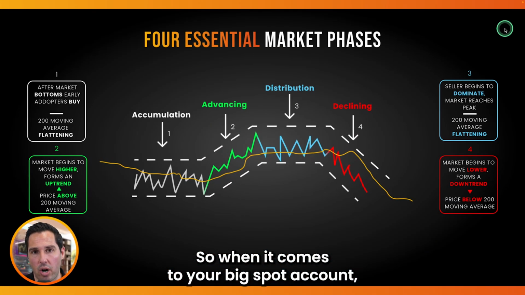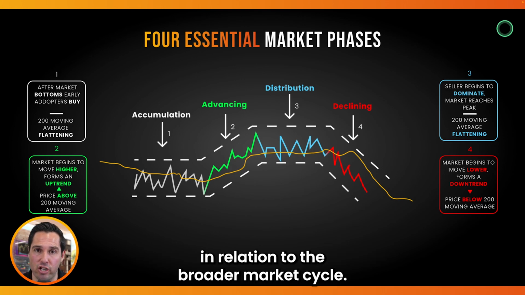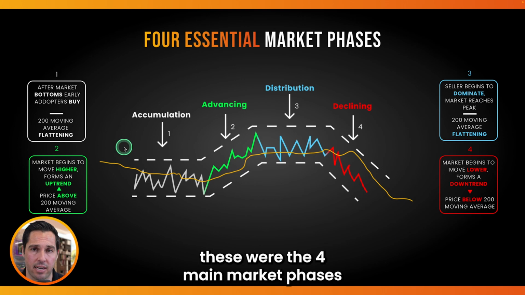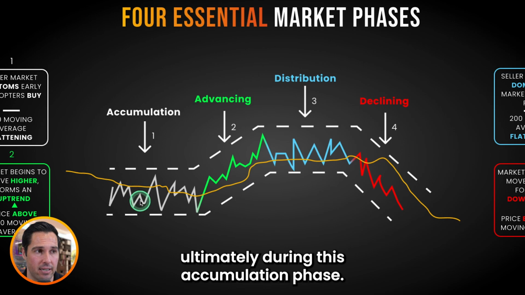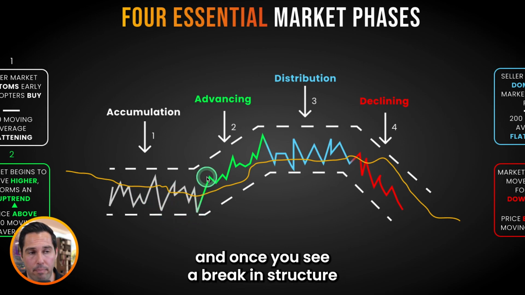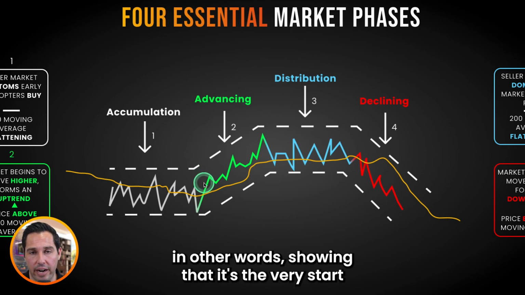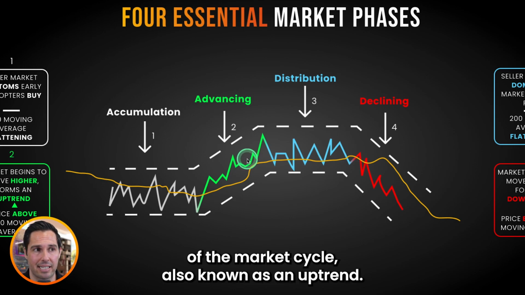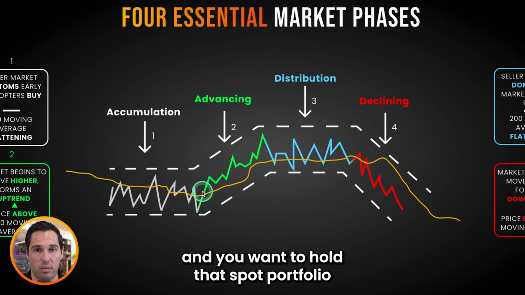When it comes to your big spot account, I want to use another slide from one of the previous lessons just as a reminder to showcase how this would work in relation to the broader market cycle. These were the 4 main market phases within that one broader cycle which we covered. During the accumulation phase, price starts to oscillate, and once you see a break in structure and price start to reclaim key levels, in other words, showing that it's the very start of the advancing or markup phase of the market cycle, also known as an uptrend, this is where you want to start to get into the market and hold that spot portfolio.